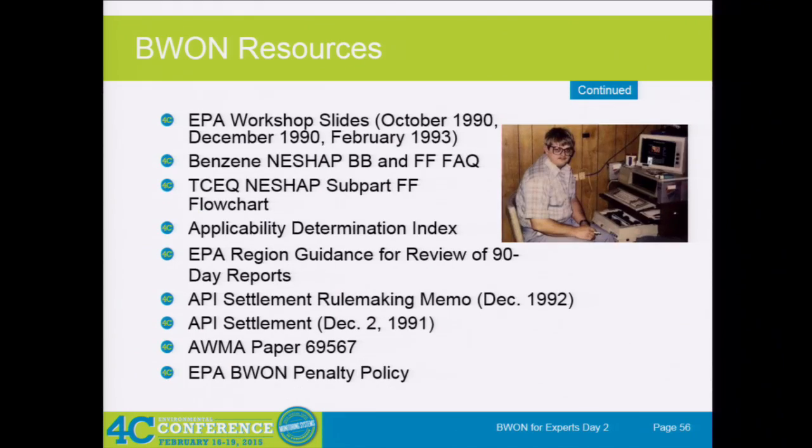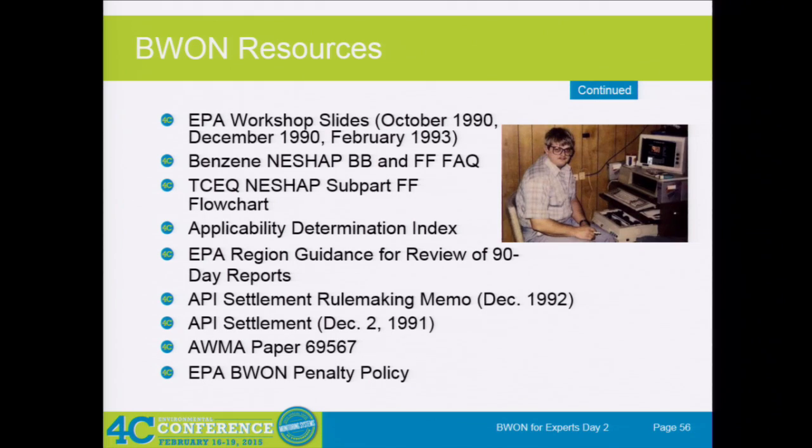Also, this is on your flash drive. We have slides from an EPA workshop that they did back in the early 90s. The NESHAP BB and FF FAQs, a TCEQ NESHAP FF flowchart, which can be helpful, but then again, take that with a grain of salt. Yeah, so be careful with how you use it.